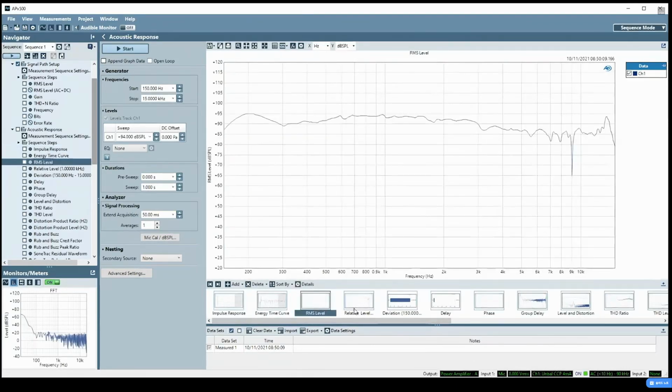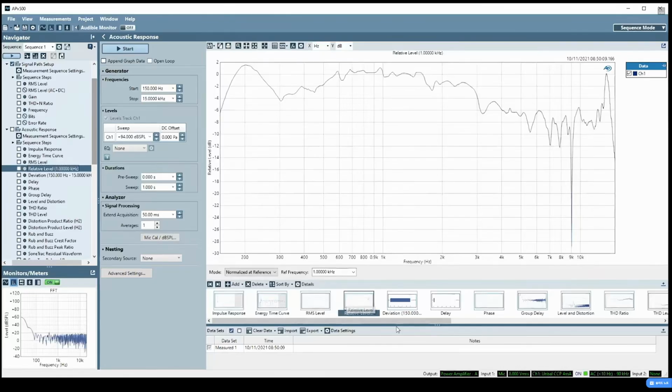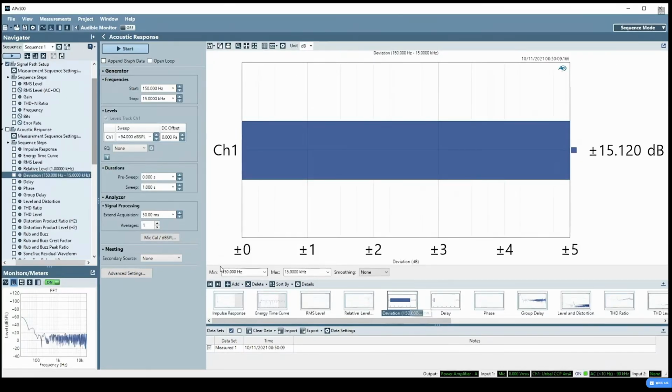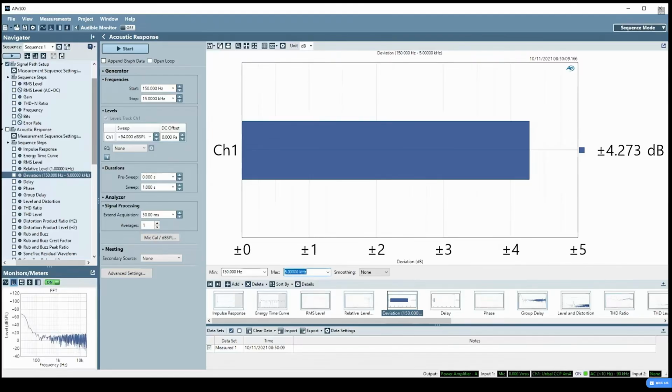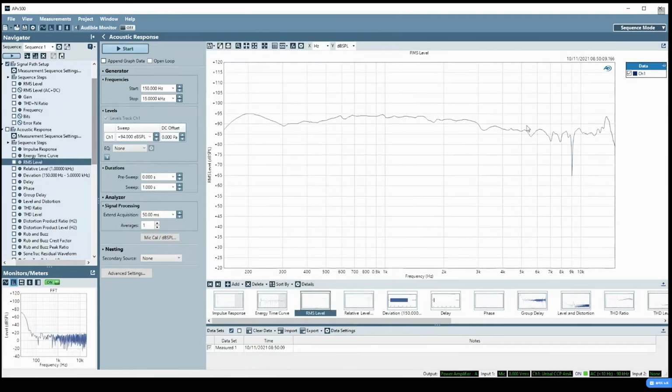Here now you can see these results. Deviation, this is the change in level across the whole bandwidth. I can change these values. Let's try. There. You can see in this range we have much less deviation. This is, as you can see in the response graph.